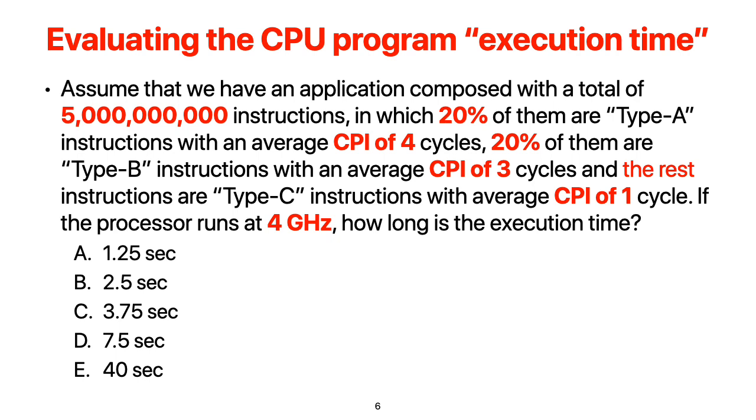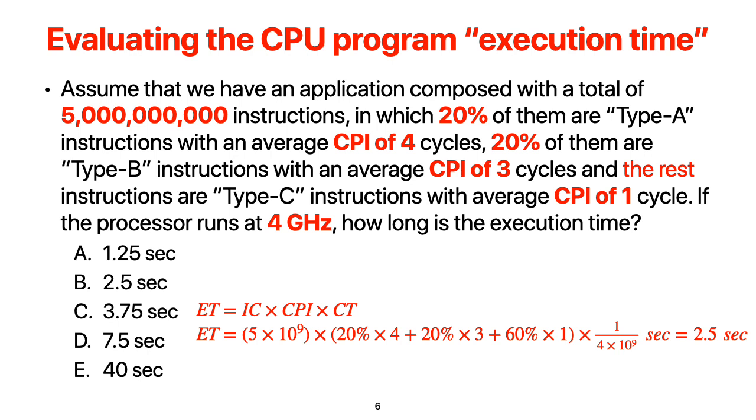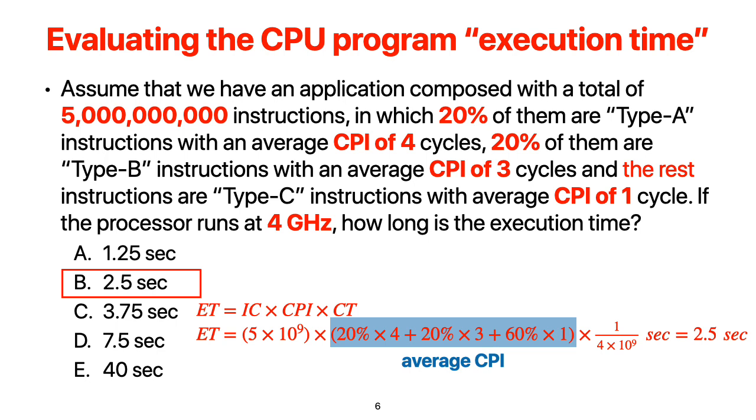For this example, we have 5 billion instructions. 20% of them are instructions that take 4 cycles, 20% of them take 3 cycles, and the rest take 1 cycle. If the processor runs at 4 gigahertz, you can count the execution time by putting 5 billion as the instruction count. You get an average CPI of 20% times 4, since 20% of the instructions take 4 cycles, plus 20% times 3, since 20% take 3 cycles, plus 60% times 1, since 60% take 1 cycle, and then you multiply by the cycle time.